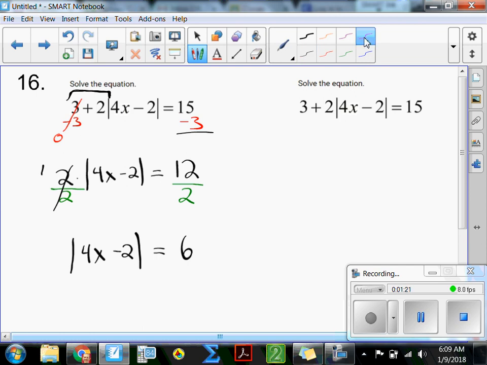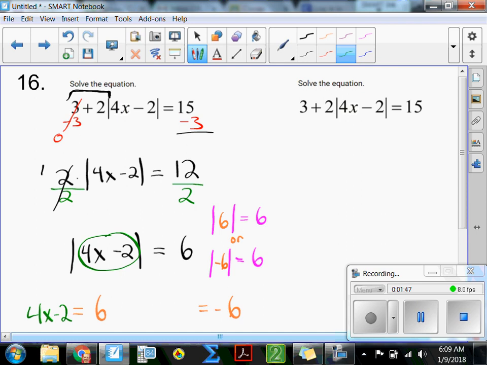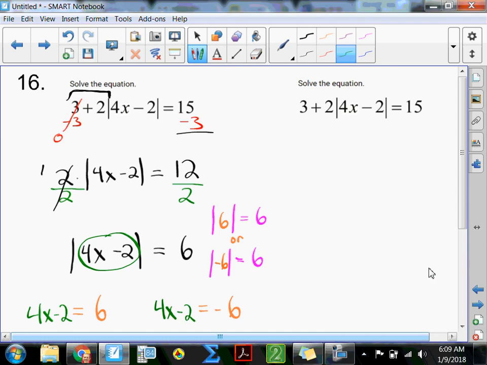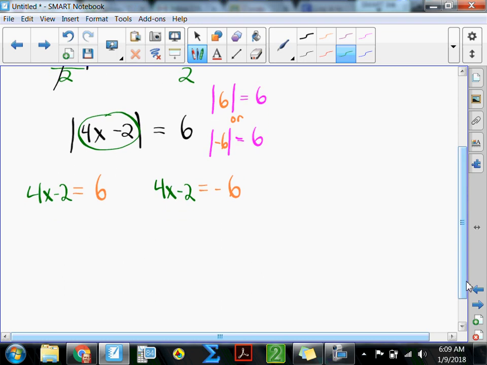On a little side note, I know that if I have absolute value bars and the result is 6, there are 2 possibilities of what could be inside. There could be a 6 inside, or there could be a negative 6 inside. Those are the only 2 options. So because of that, I'm going to set up a new equation where I set it equal to 6 and equal to negative 6. And I take what's on the inside, 4x minus 2, and I solve both of those equations.